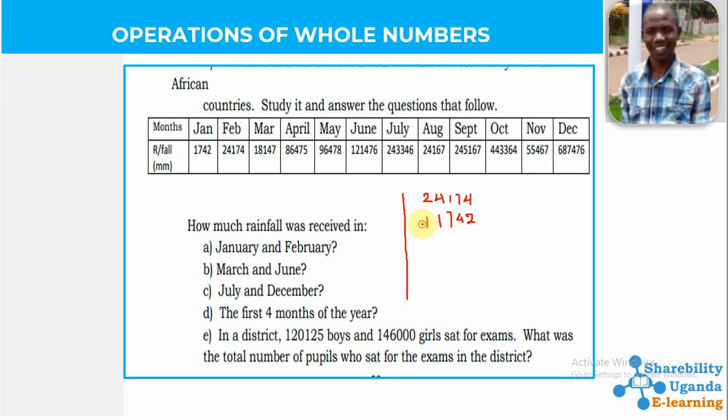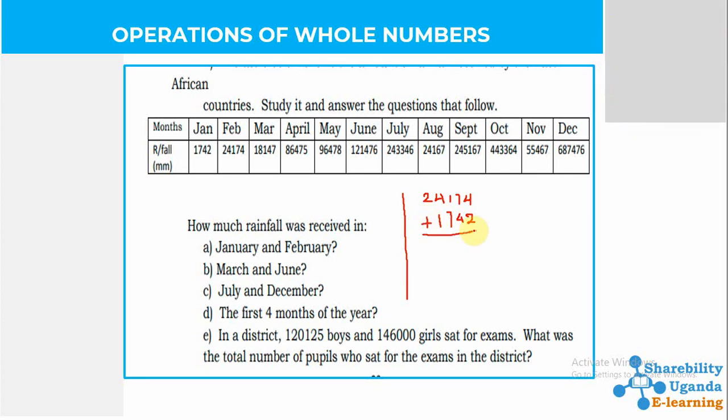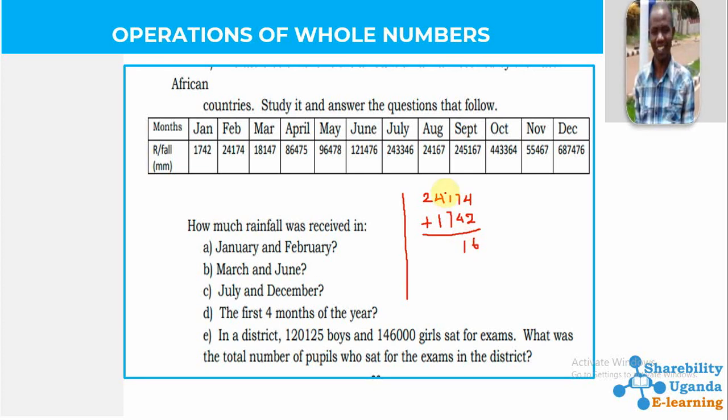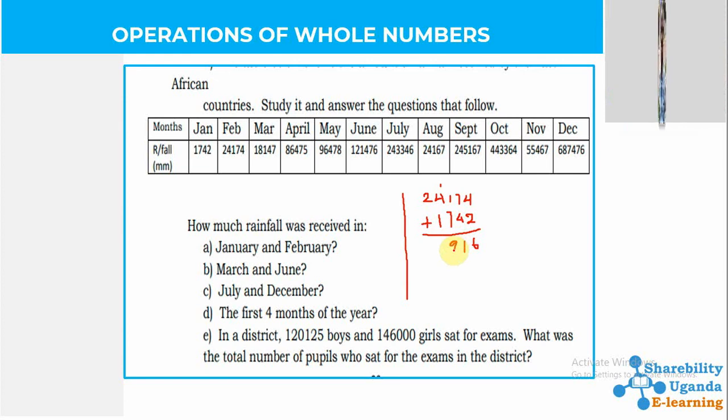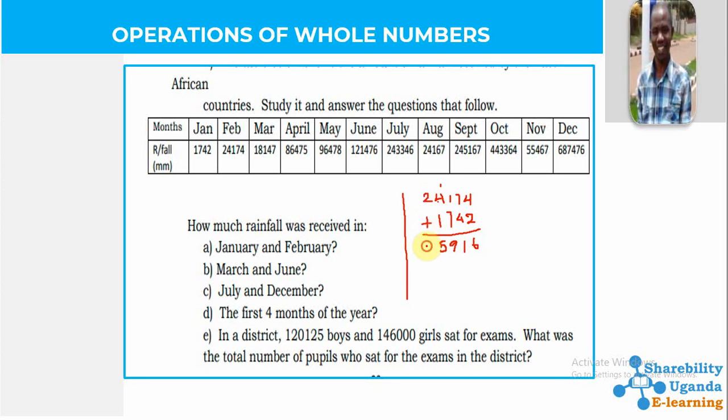So in this we are just going to be adding and get the answer. So what is 4 plus 2? We get our answer 6. 4 plus 7, we get 11. We write 1. We carry 1. What is 1 plus 7? We get 8. Plus the 1 we carried becomes 9. Then we say 4 plus 1. It gives us 5. Then 2 plus 0.